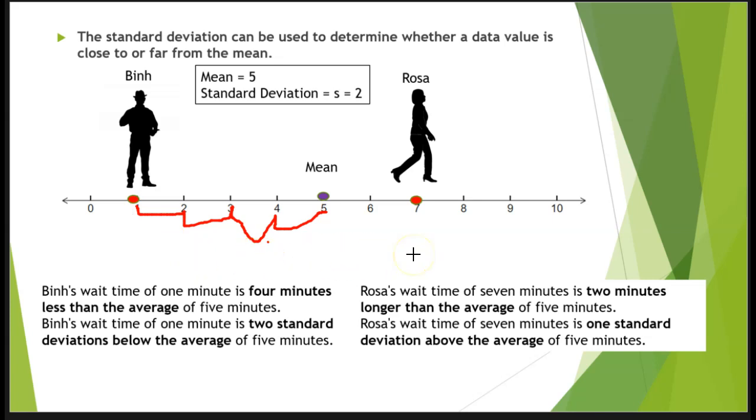Now let's take a look at Rosa. Her wait time of 7 minutes is just 2 minutes longer than the average. So her wait time of 7 minutes is 1 standard deviation above the average of 5 minutes. It's because 1 standard deviation equals 2 minutes, and her wait time was 2 minutes more than the average of 5 minutes.